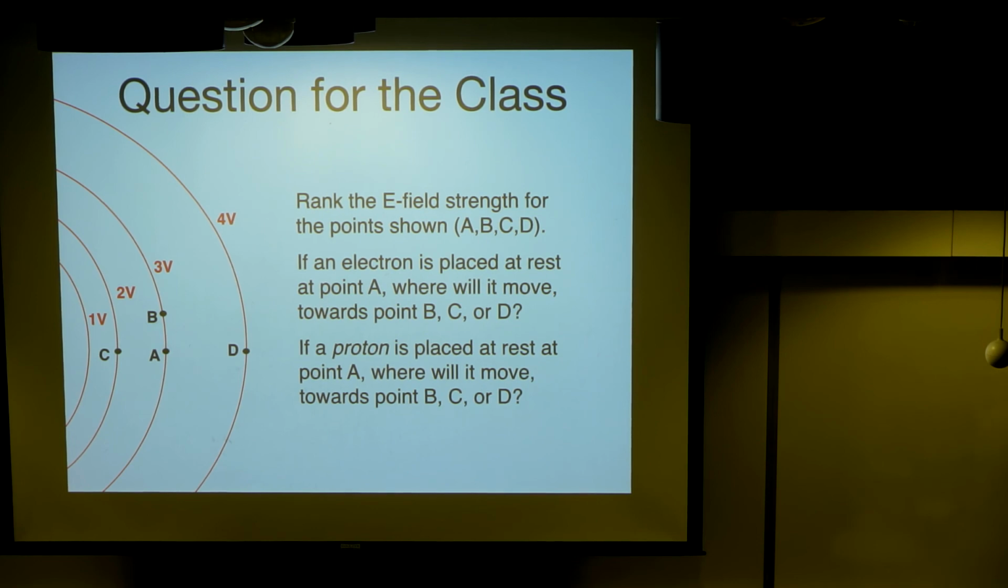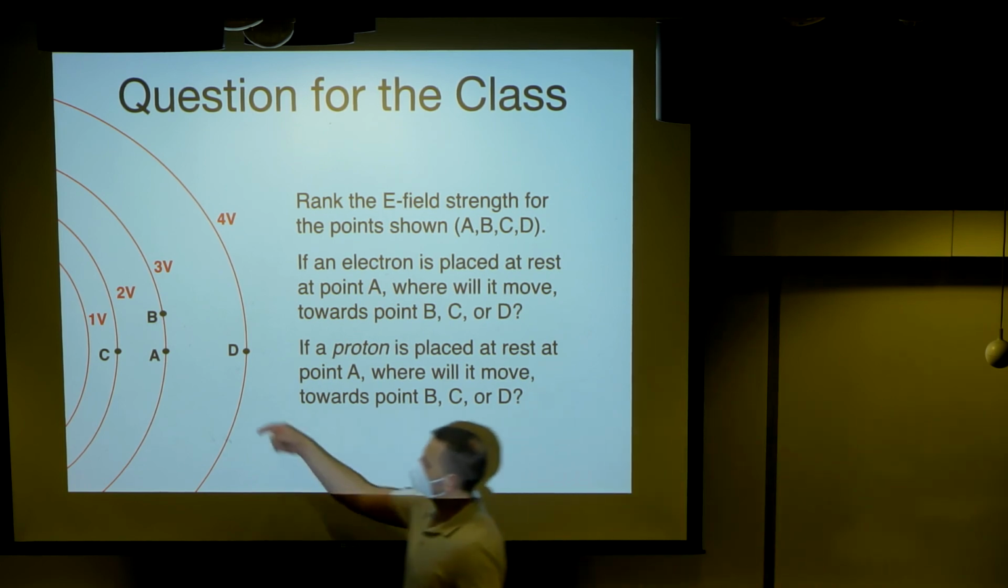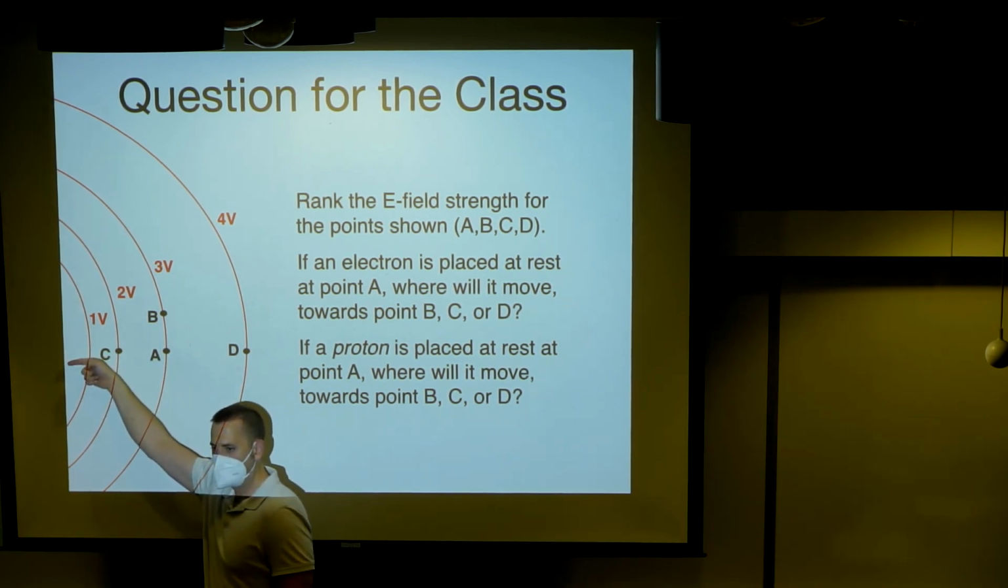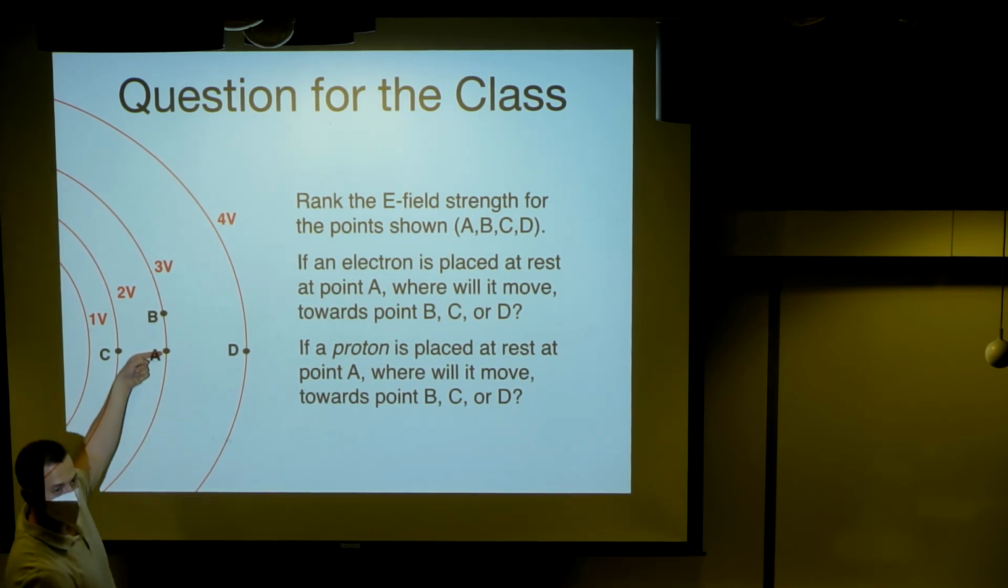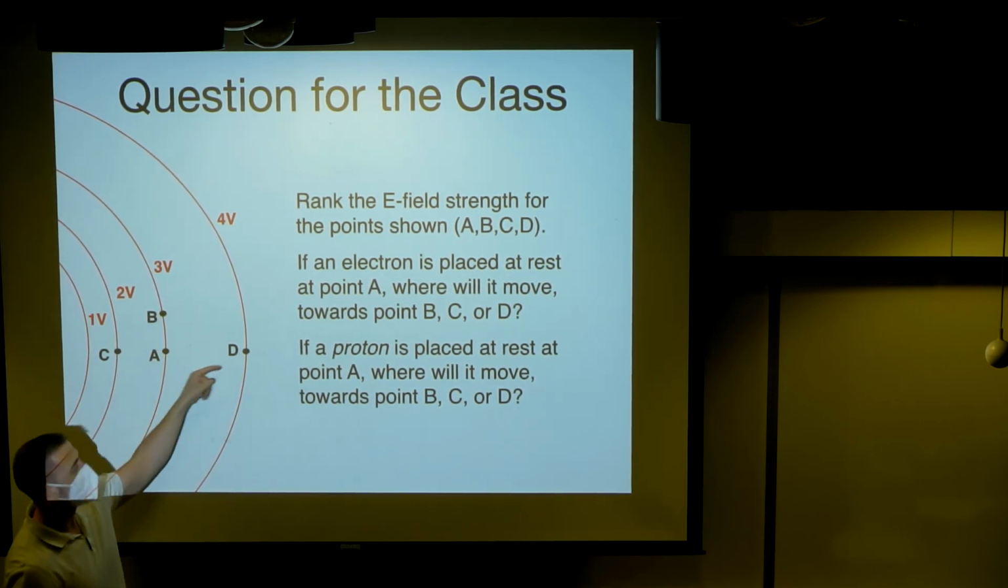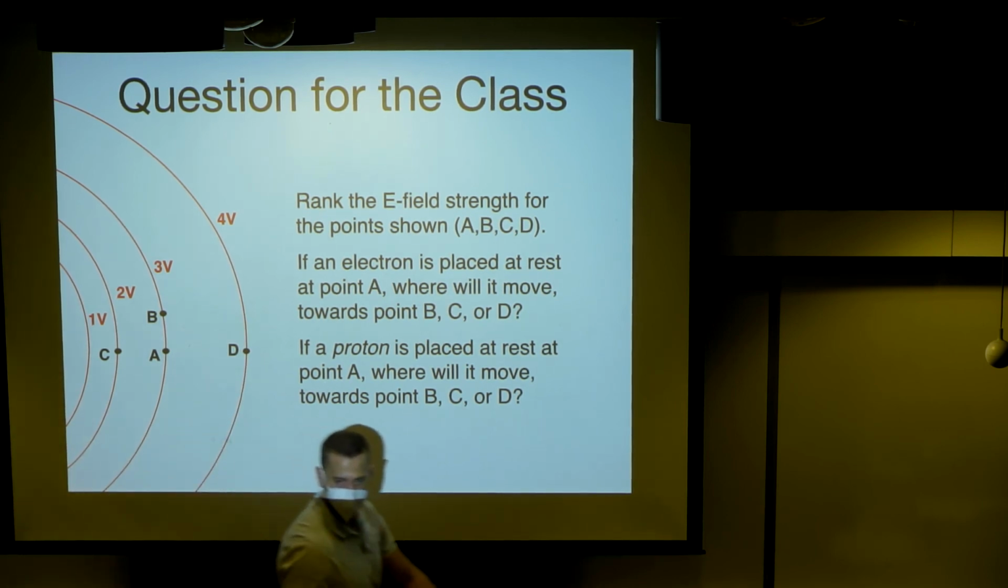Okay, I think I heard a few different answers, right? So who thinks the electron, if I put it here at point A, is going to move towards point C? Who thinks it's going to move towards point B? Who thinks it's going to move towards point D? Okay, basically all of us. Good. Remember, the E field's going this way. Electrons, which are negatively charged, feel a force going against the E field. So that would move it over here, right?